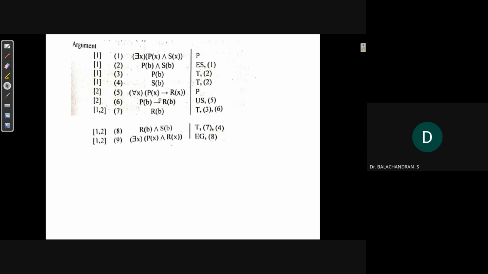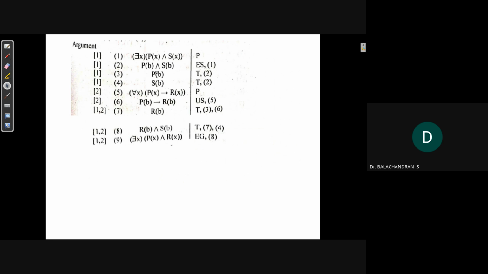Some integers are powers of 2. So there exists x such that P of x and S of x. The conclusion is: therefore some rational numbers are powers of 2, there exists x, R of x and S of x. I will use the premise there exists x, P of x and S of x. This is rule P, and from rule ES I'll write P of B and S of B.